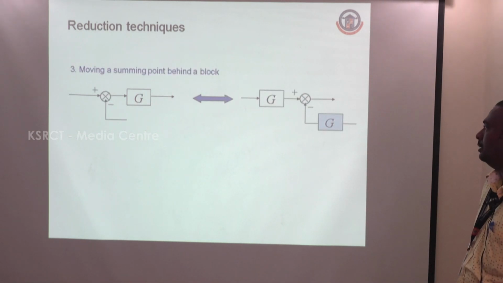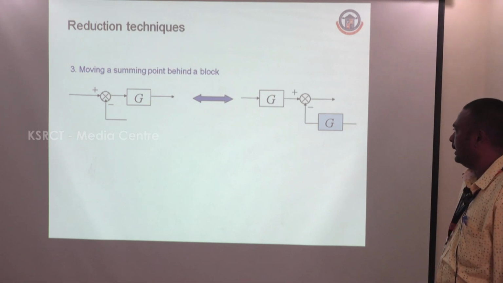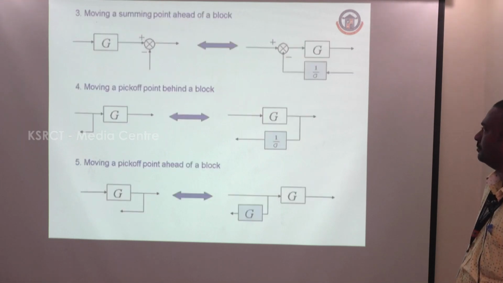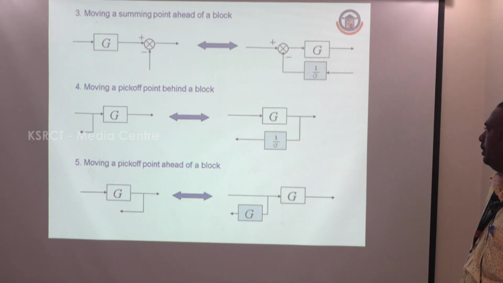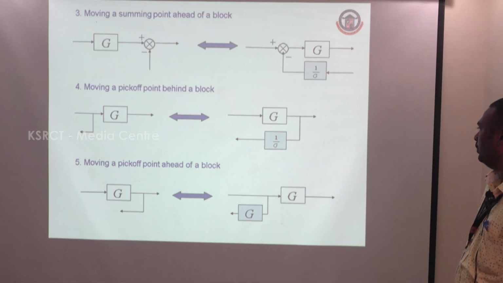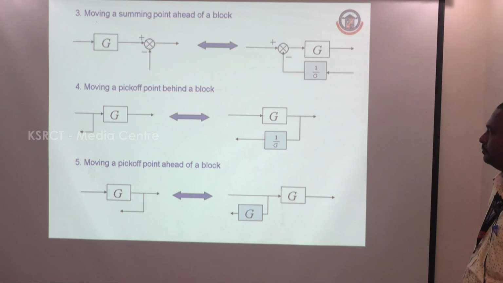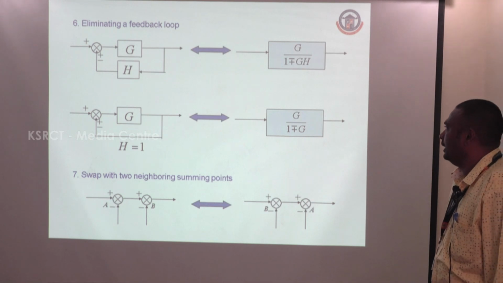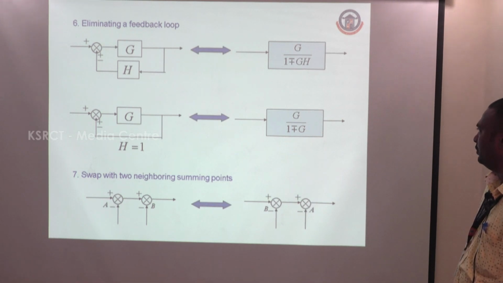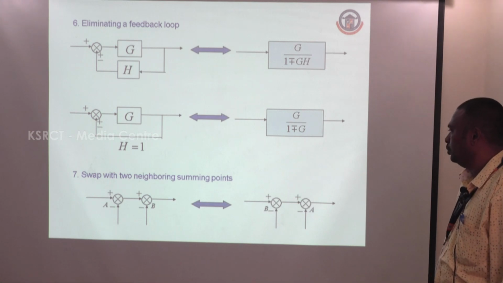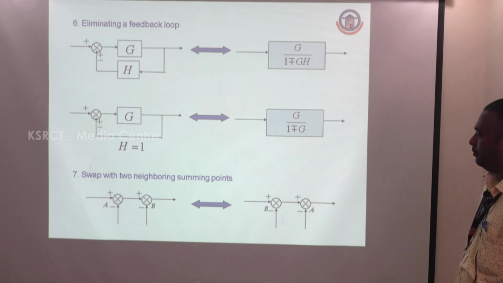Moving a summing point beyond the block, we add G. Next, moving a pick off point beyond the block, we add 1 by G in the block. And moving a pick off point ahead of the block, we add G before the block. Eliminating the feedback path, it is a closed loop transfer function, where H is the feedback function, therefore G divided by 1 plus or minus G into H. If H is 1, G divided by 1 plus or minus G. Swapping the two neighboring summing points, we interchange the summing points one to the other.